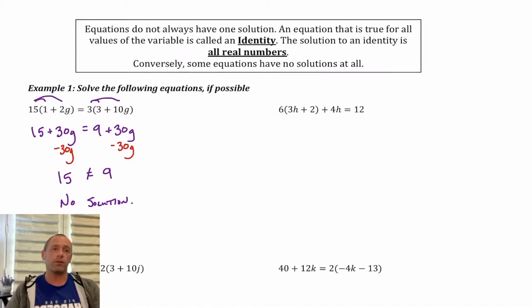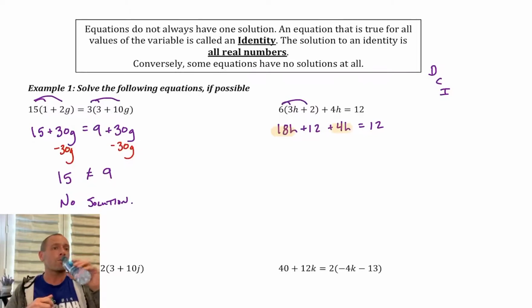For the next question, just to erase and give myself some more room, it looks like we're going to have to distribute and combine some like terms here on the left. But we start by distributing. 6 groups of 3h plus 2 is 18h plus 12, plus 4h equals 12. Already I can see something interesting is going to happen here by those 12s. We combine our like terms. 18h plus 4h is 22h, plus 12 is 12.